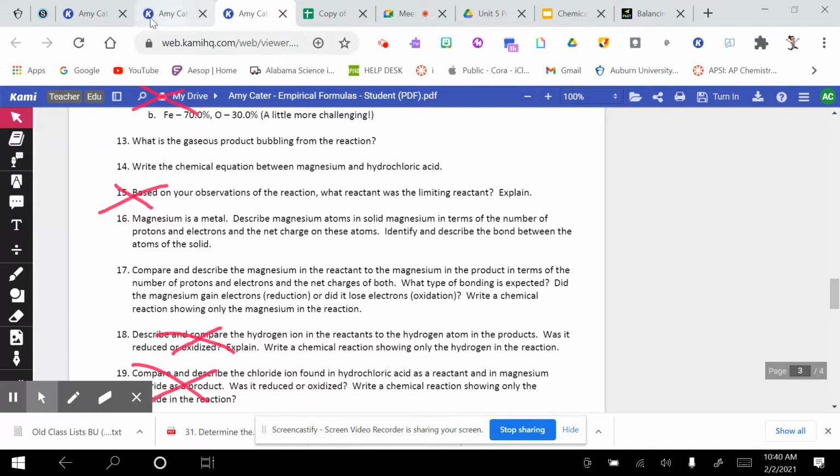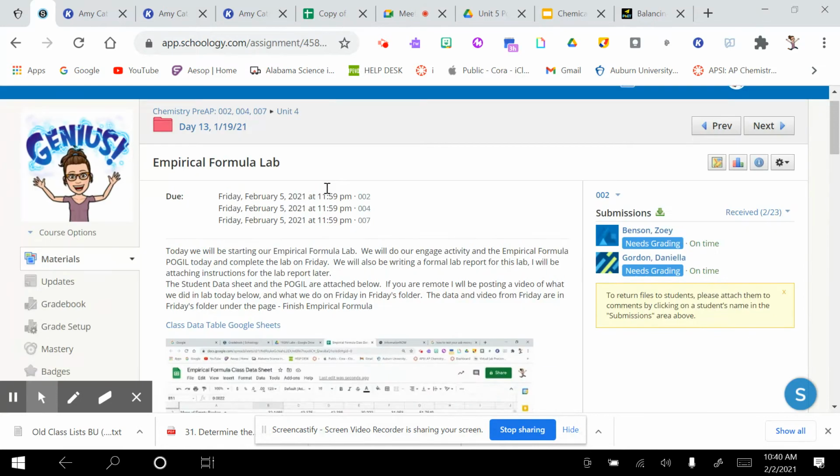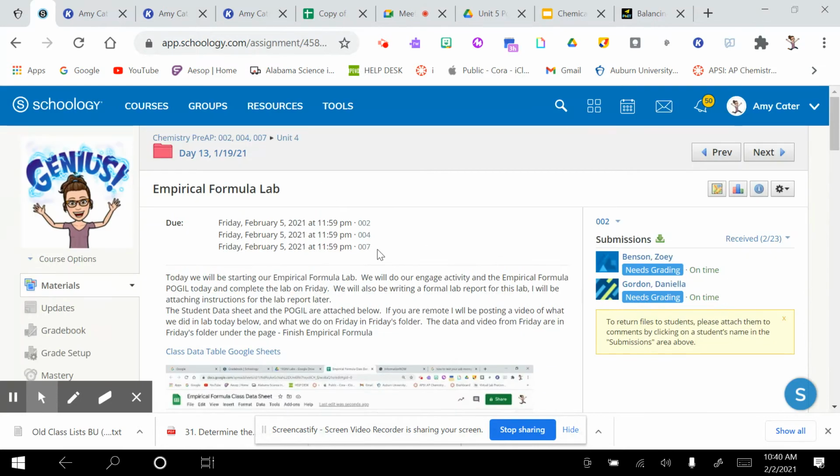So when you turn this in, you are going to submit 3 things. When you turn this in, you're going to submit the Google Sheets, you're going to submit the student data sheet, and you're going to submit the lab report. Okay?